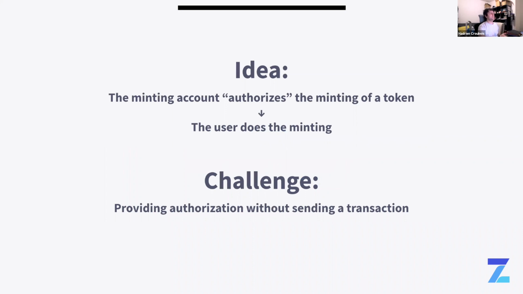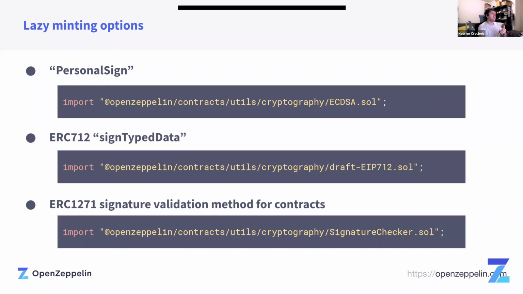And so the idea is pretty simple. Let's have a minting account, so an administrator account that we have previously, that can authorize someone to mint a token, and then the user will just mint the token, and the user will basically create the operation that will transfer the token from address 0 to its address. And the challenge is to do that without the minter account having to send a transaction in the first place. Because if the minter account has to send a transaction, then it defeats the purpose of the token being just created by the user when the user needs it. So there are different ways to do that that we will explore today.